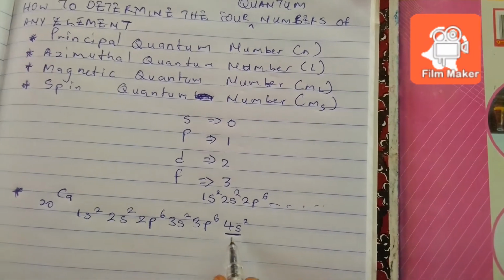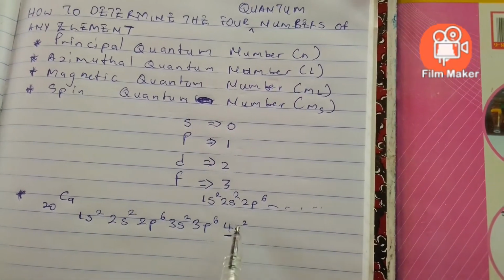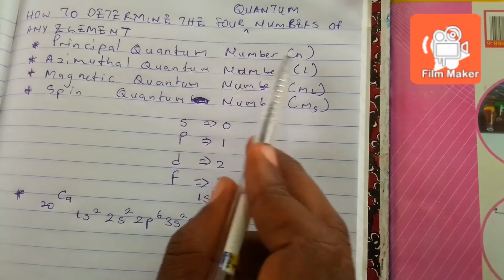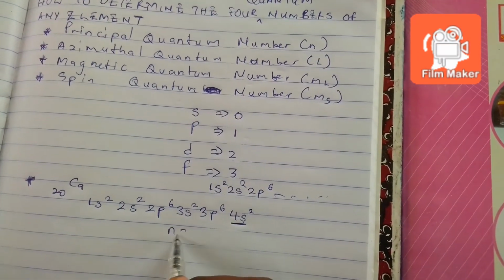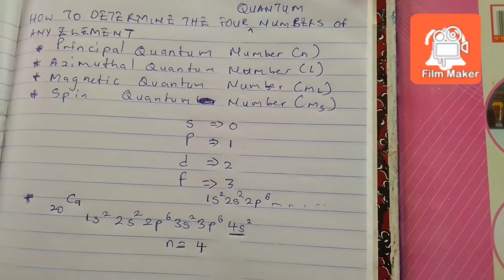The coefficient of the last block, which is s here, will be the principal quantum number, n. The coefficient of this s is 4, so the principal quantum number is 4.